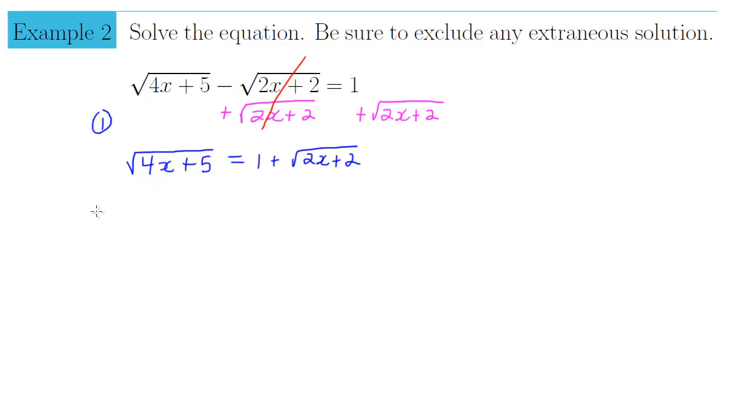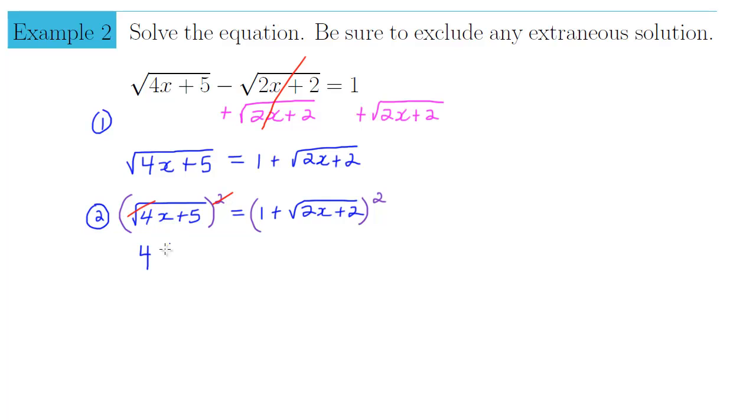So the next step says I have to get rid of the radical by squaring both sides since it's a square root. So let me go ahead and square both sides. So when we square both sides, the radical, the square root on the left side of the equation, is going to cancel with the squaring operation. So the left side of the equation simplifies to just whatever was underneath the radical. So 4x plus 5.